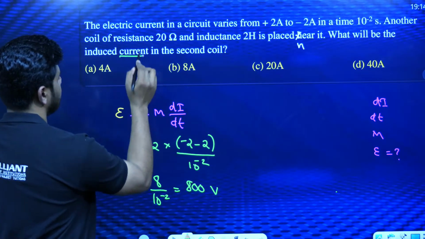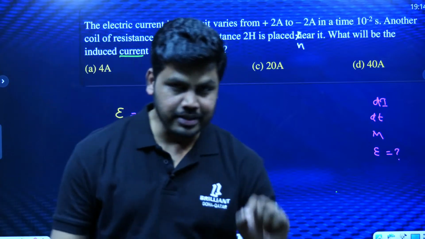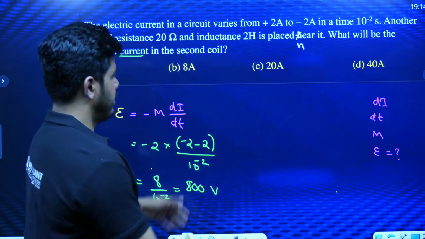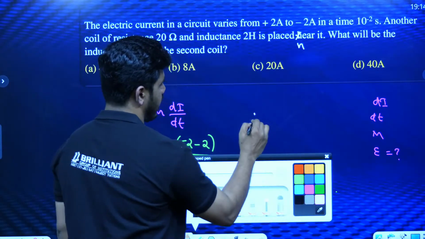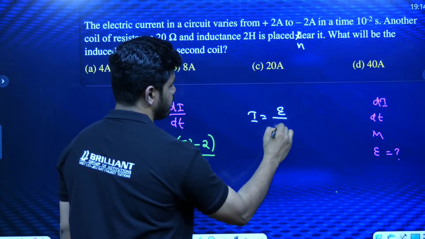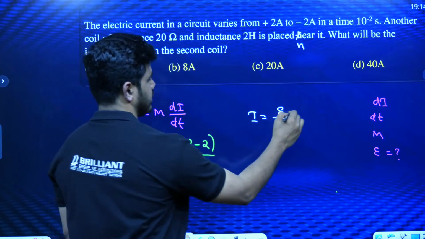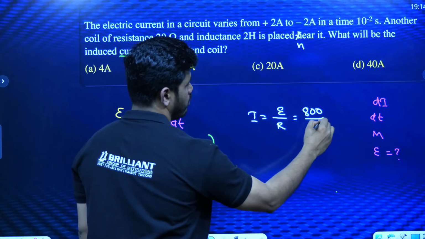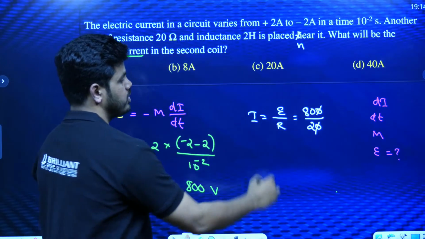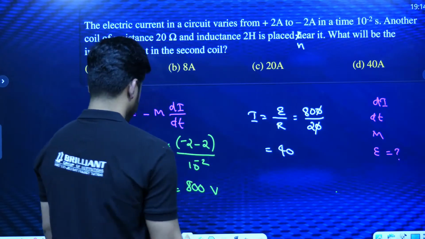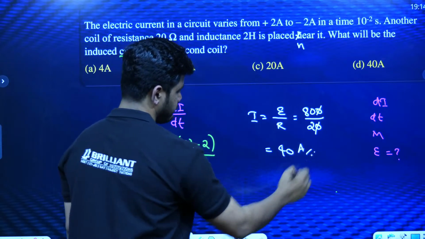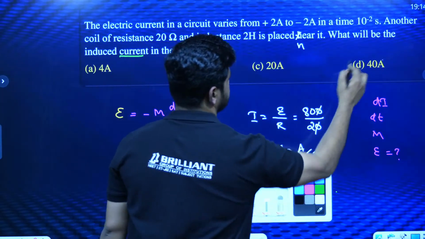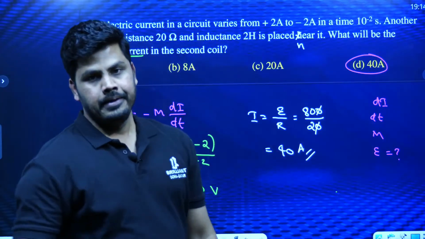And you are asked to calculate the induced current with the resistance given. Just like in the previous question, I is equal to induced EMF divided by resistance, and that is 800 divided by 20 ohm. So that is going to be 40 ampere. That is the current induced. Right? So 40 ampere is the last option.